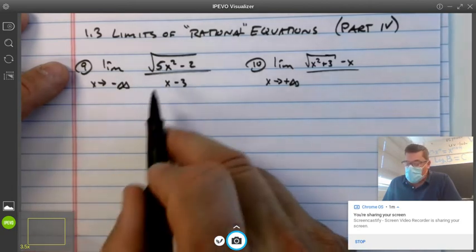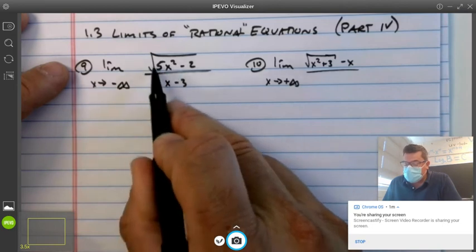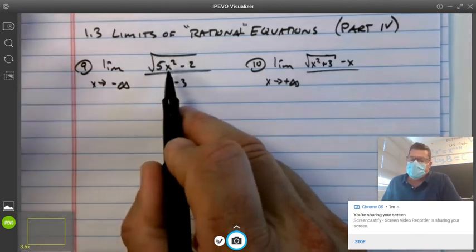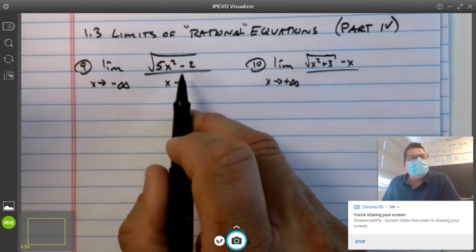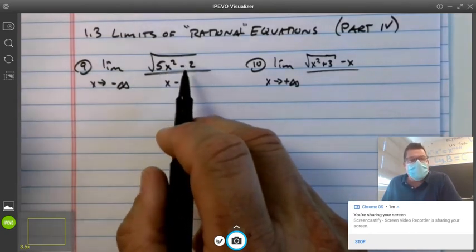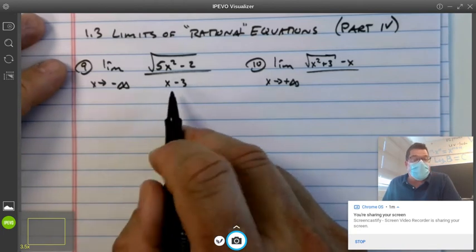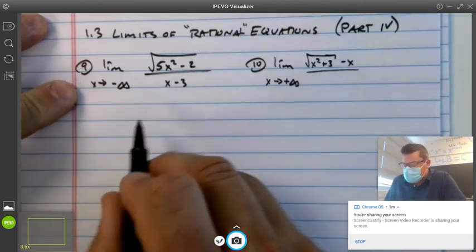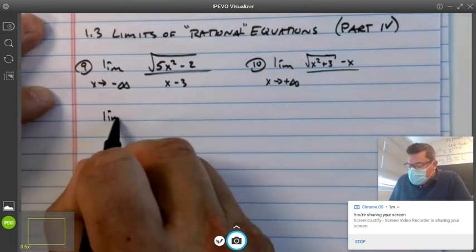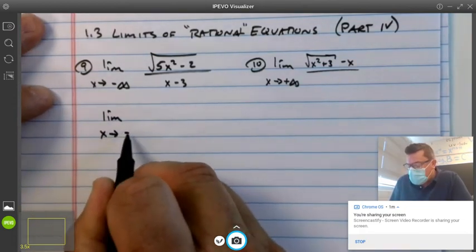X. Because this x squared is trapped underneath a radical, and it's not algebraically sound to just bring that out because it's a binomial. It's a technique that we use to calculate the limits for these rational radical equations. So let's divide everything through by the highest power of x and see what happens.